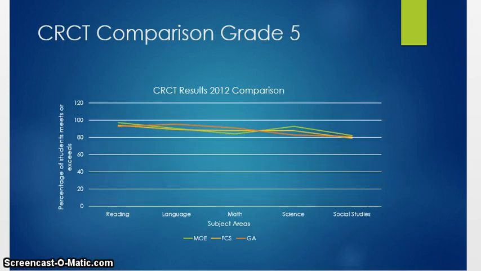Looking at grade 5, there seem to be close percentage differences across the board, pretty much. Reading for Manning Oaks and Fulton County are around the same percentage, showing the same gains. The state exceeded the school and the county, however, dropped off in science, where again Manning Oaks and the county increased gains in science and social studies.